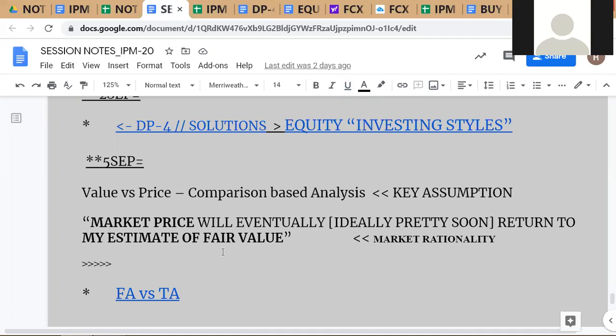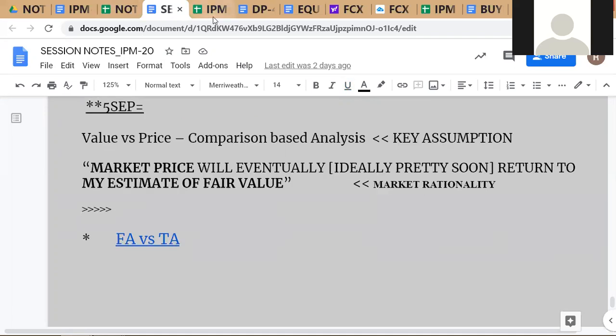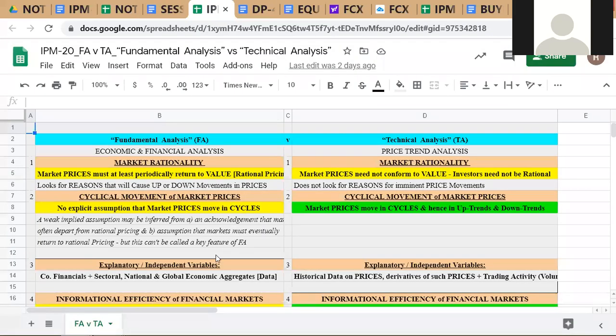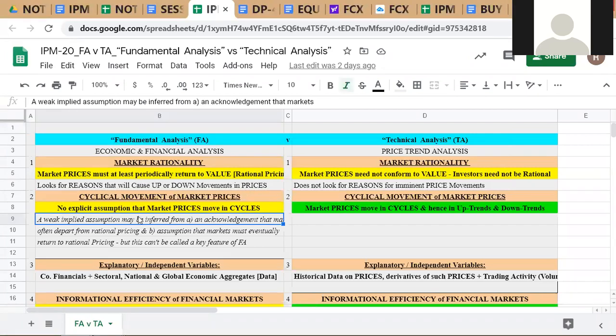So when we open the sheet, here we find FA versus TA. Now this font is very small. Can you guys read this font? I don't think you can read. Can you read all the stuff here? Let's ask. Yes, some, sir. You can read it, Mitali. You can read it. Yes, sir. A weak implied assumption. Okay, that's very good.